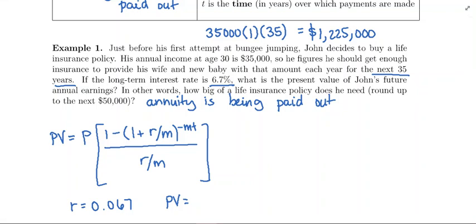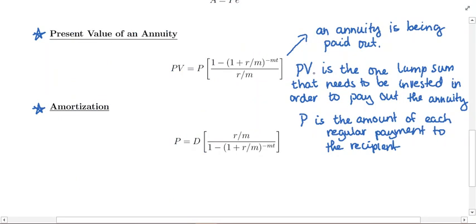So if you go back to the formula sheet, what did I tell you? What is present value? Present value is the one lump sum that has to be invested in order to pay out the annuity. That is what we're looking for here. That's how much life insurance John is going to need. This one lump sum he would have to invest in order to pay his wife and child the $35,000 every year for 35 years. And then P is going to be the amount of each regular payment to the recipient.